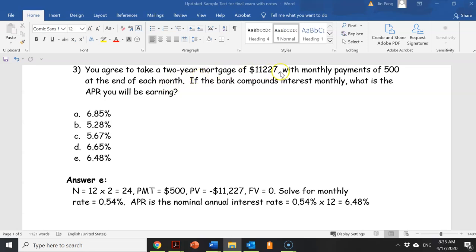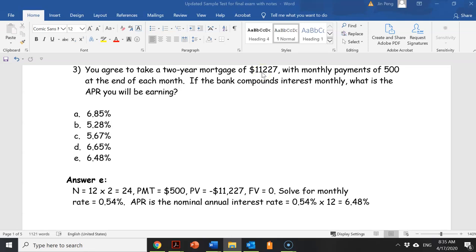Okay, so you are borrowing this much money today and you're going to pay it back in 2 years, and for each month you're going to pay back $500 at the end of each month. If the bank compounds interest monthly, what is the APR you'll be earning? Okay, so we know the present value.